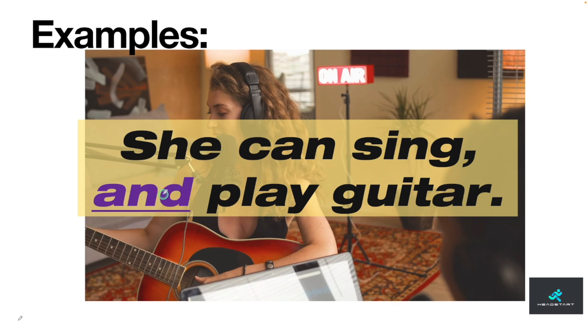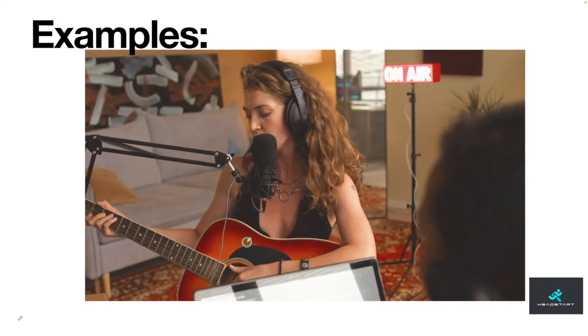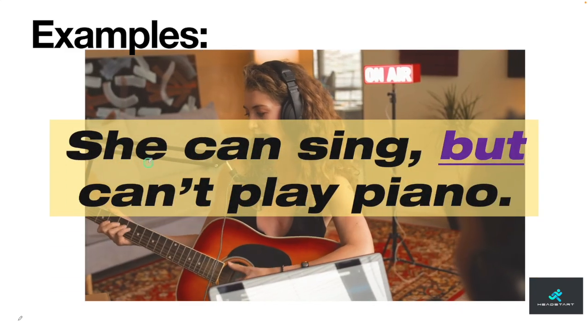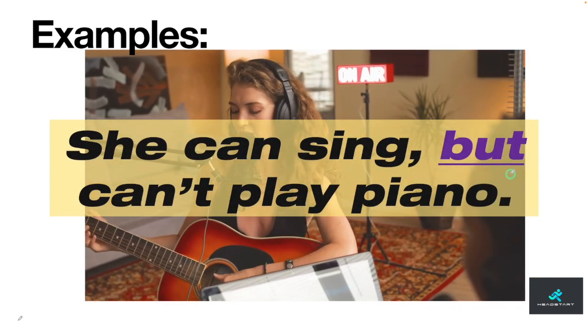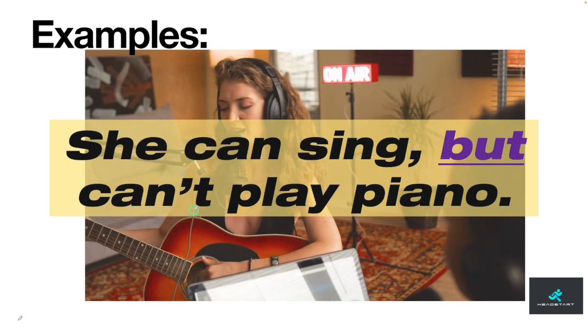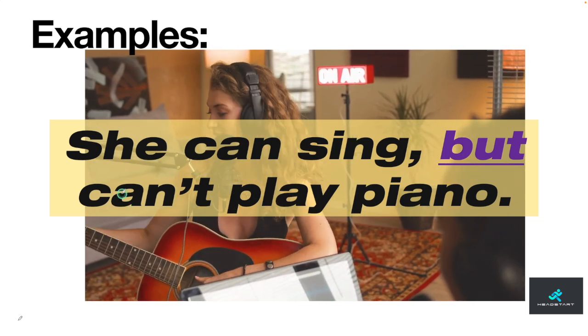What if I change this to but? How can I change this sentence? So it could be, she can sing, but can't play piano. That's right. You use but when two things are not similar. She can sing, but she can't play piano. She can do one thing, but she can't do the other.